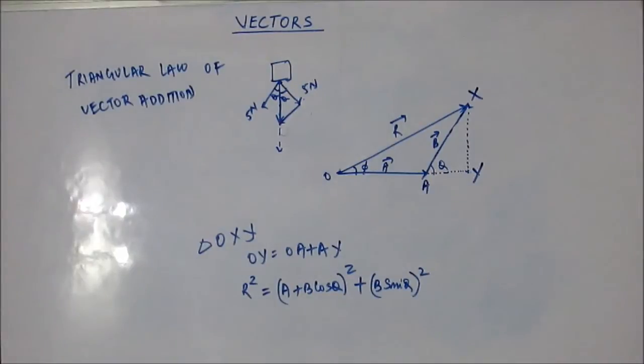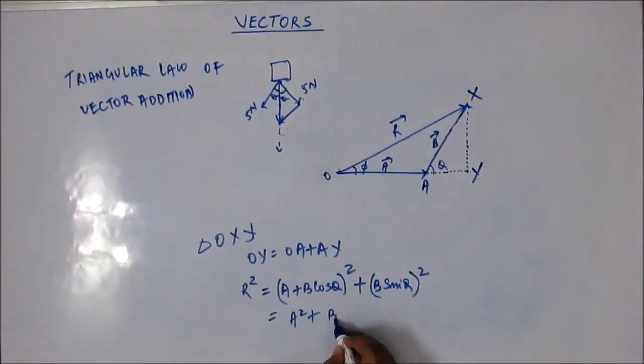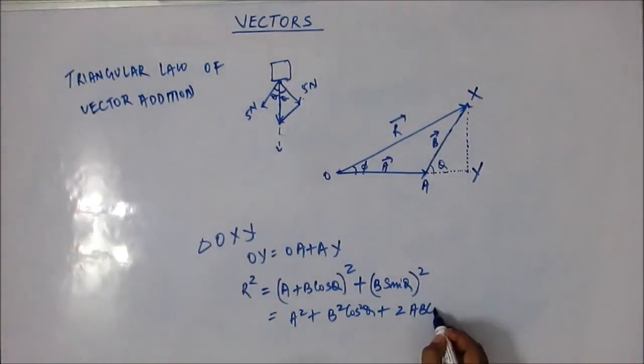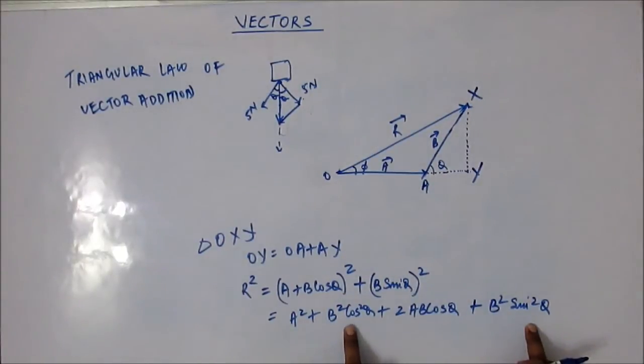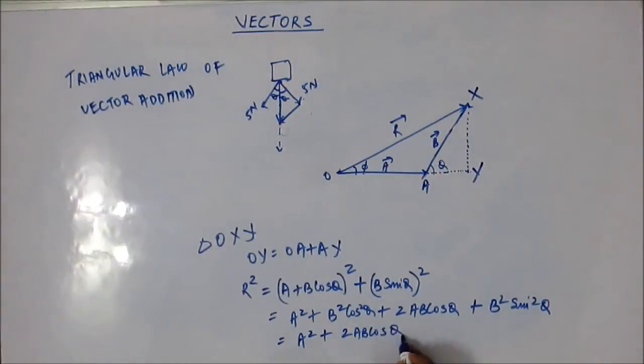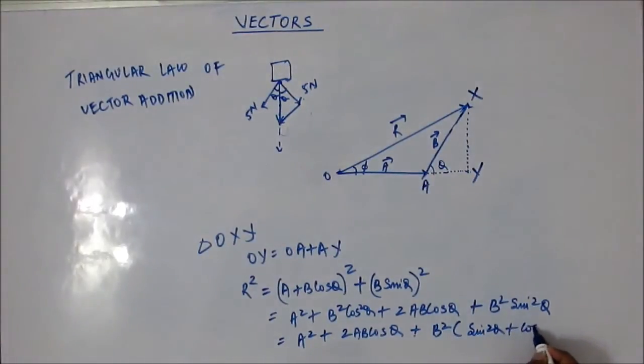Now all you have to do is expand this bracket. This is A plus B whole square, which is A square plus B square plus 2AB. And this is B square sine square theta. Now B square sine square theta and B square cos square theta, and you know what you have to do next. You can write it as A square plus 2AB cos theta plus B square into sine square theta plus cos square theta, and you know what this is. This is 1, so you can just rub it off. B square into 1 is B square.